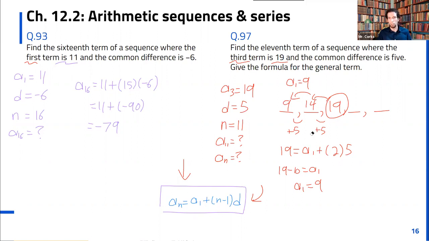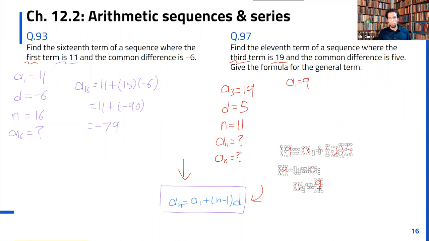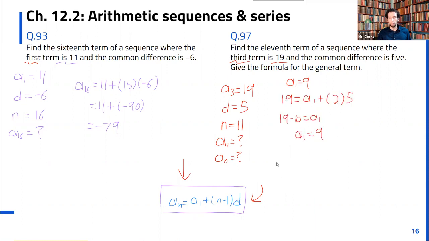So we can use that formula. I'll erase this. And so A1 is equal to 9. And now that we have A1, we can just use this formula again to get A11.